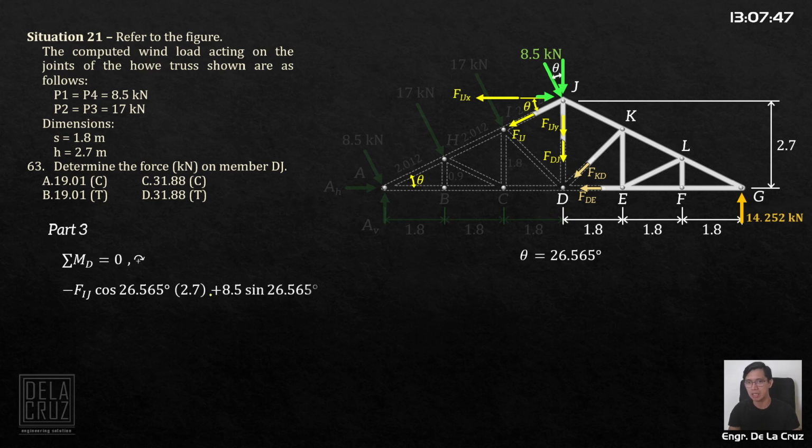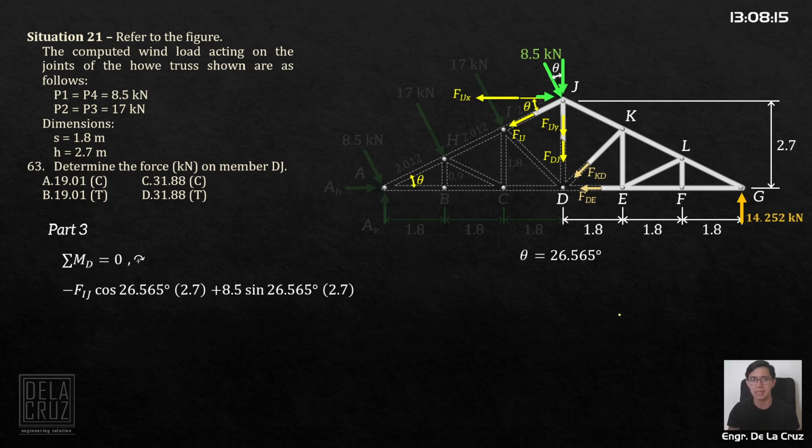So, plus 8.5. Take note, yung theta natin andito ha. So, this must be the sine component. Kung saan si theta, yan yung i-cosine mo, adjacent. Dito yung ating vertical, kumbaga. That's the sine component of 8.5. So, again, it will cause clockwise. So, plus 8.5 sine of theta, 2.565. Moment arm is still 2.7.